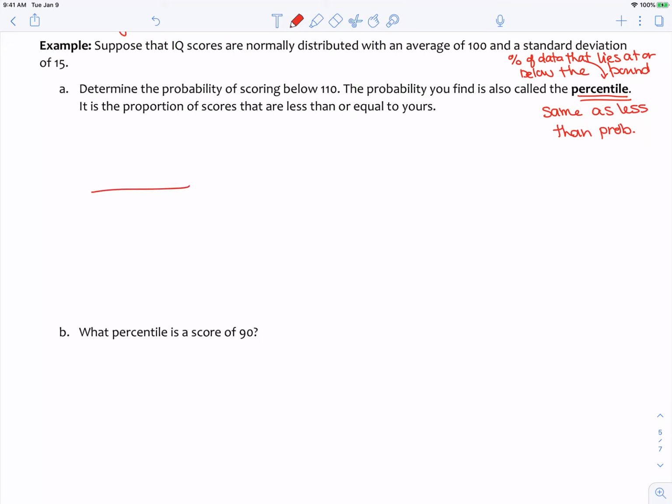All right, so here is our distribution. No matter what it looks like, I mean it to look like a normal model with a standard deviation and mean of 100. These numbers are IQ scores, so I want to add that label. And I'm looking for below 110, so there's 110, and below, so I'm shading less than. So there's my picture.